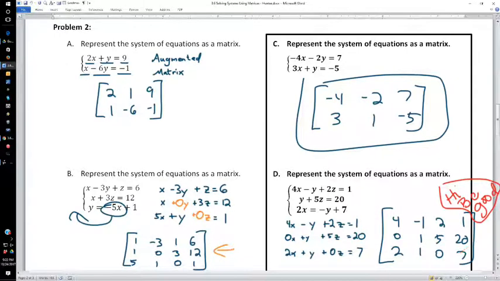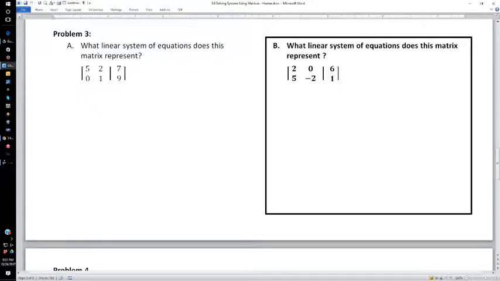Alright. Let's keep going. I'm going to pause the video. Turn the page. Problem 3. What linear system of equations does this matrix represent? So this is another augmented matrix. What size is it? Yes, it is a 2 by 3. Oh, my markers went away. There we go. It is a 2 by 3 matrix because it is 2 rows high and 3 columns wide.